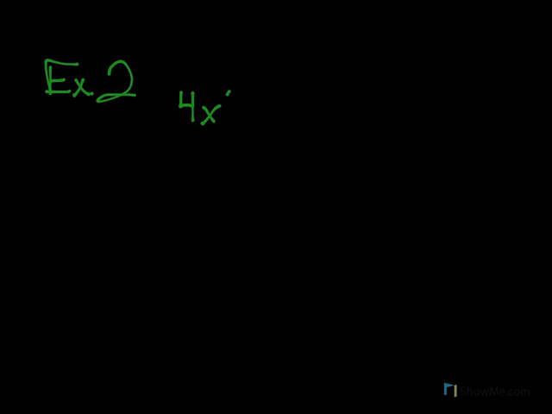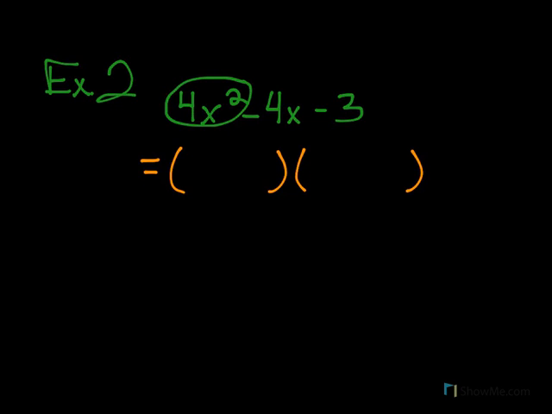We have 4x squared minus 4x minus 3. Okay, and we want to factor this. So let's factor. You know what to do. We're going to set this equal to, we're going to open some parentheses, 2 parentheses. Now remember, we have 4x squared. So we have to now factor that.